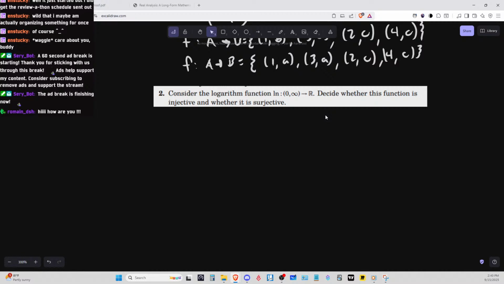I mean, it's in brackets, but it's not in closed brackets, so I don't think it's including 0, but at the same time it's also in there. So decide whether this function is injective or surjective. So do we actually have to form a proof with this?